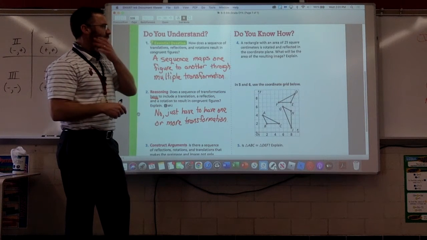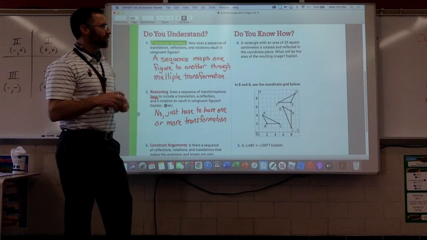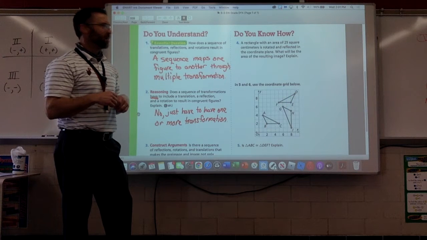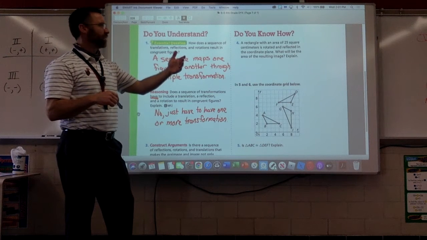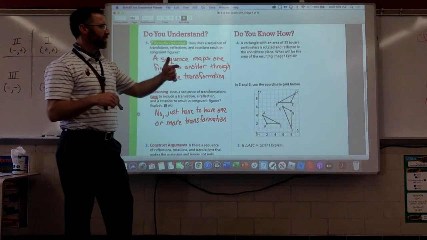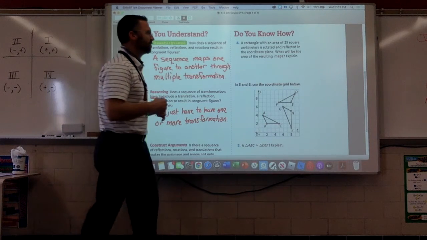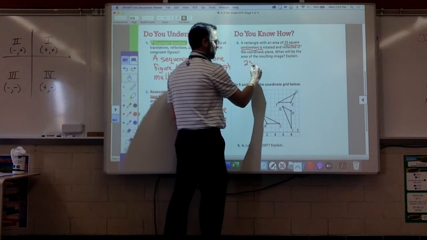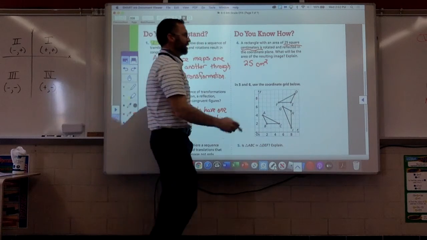Let's just jump over to number 4 right now. A rectangle with an area of 25 square centimeters is rotated and reflected. What will be the area of the resulting image? Well, if we reflect something and then we rotate something, is the size or shape going to change? No. So if it was 25 square centimeters, it's still going to be 25 square centimeters.